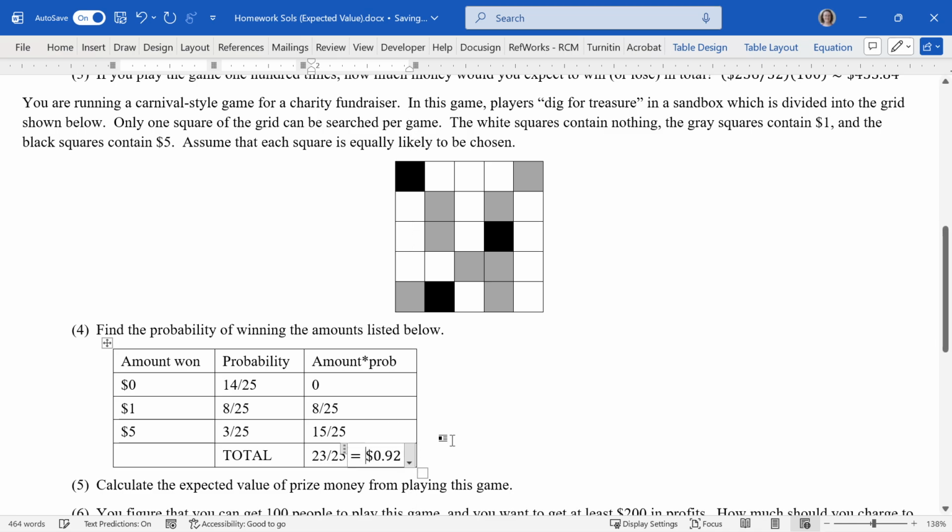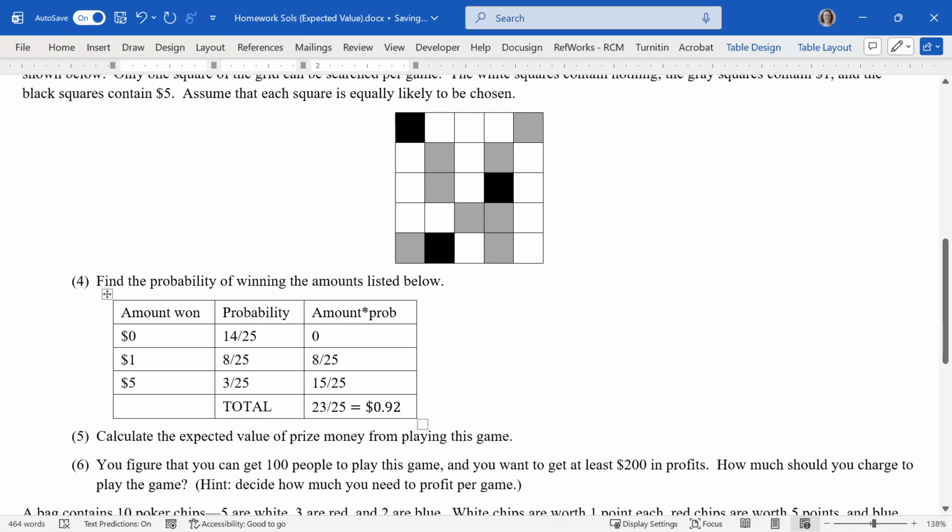So this is the average amount that we would win from playing this game over and over and over, assuming that they reset the squares every time before we play again. Otherwise, we would not be able to play it more than 25 times. Okay, so that was the answer here.